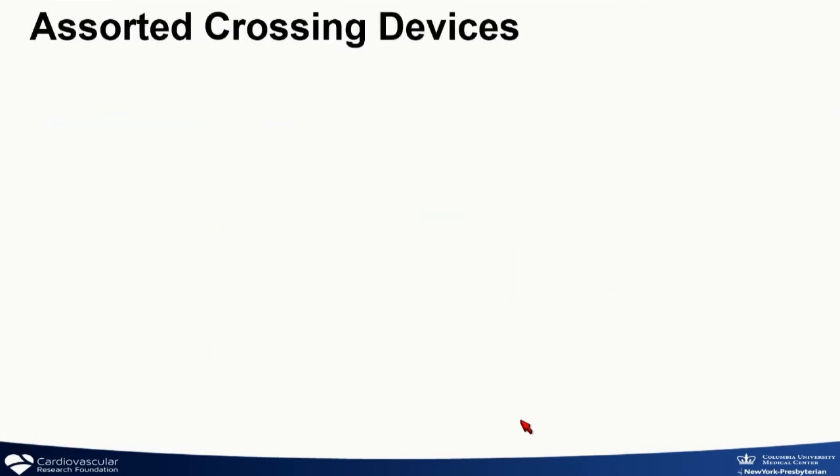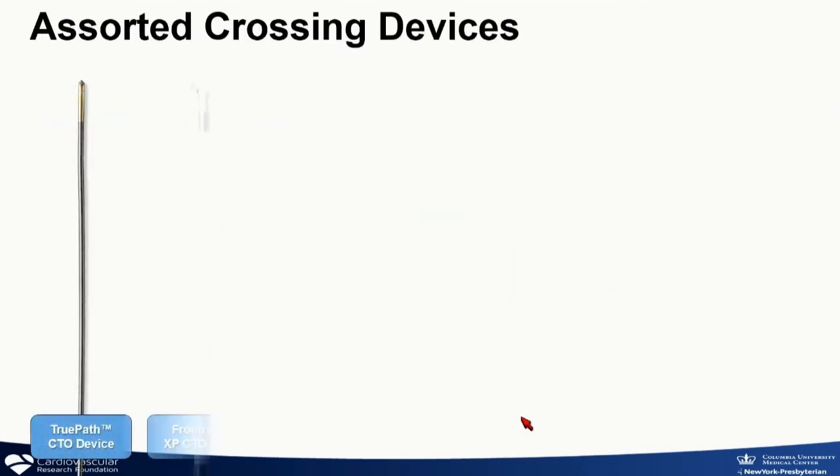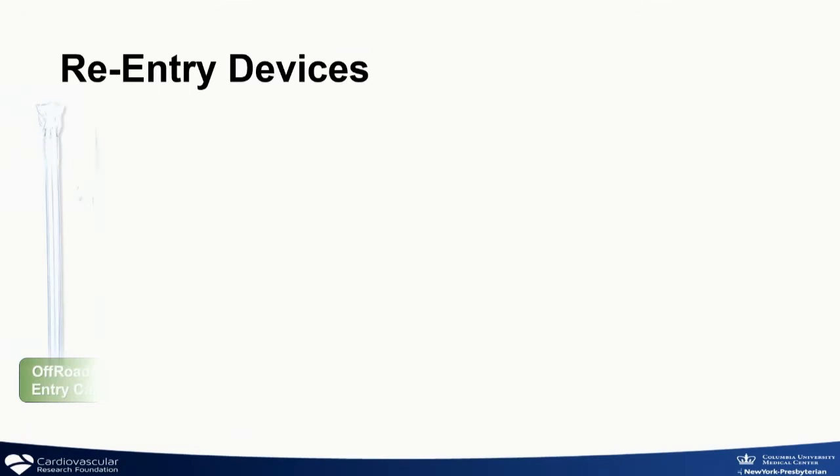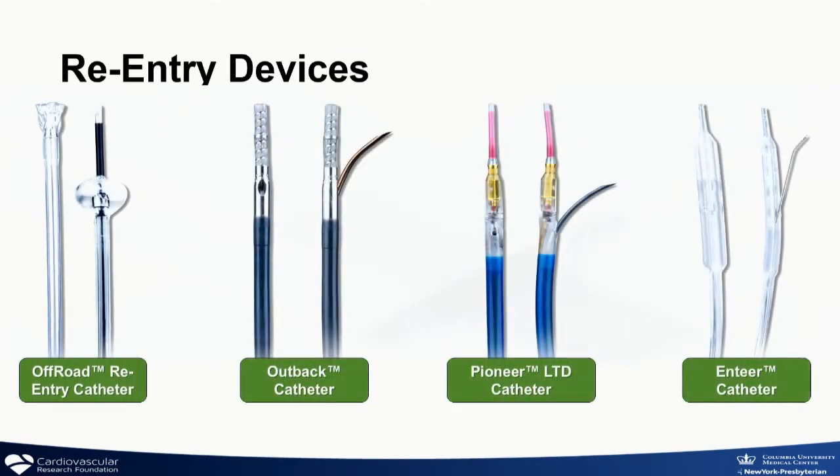And let me, instead of reiterating what Nick already talked about, make a few points. You've seen a sampling of the crossing devices, and I'll focus on the reentry devices as I was tasked. When I look at these devices, I really think about them in terms of what is their applicability with respect to how big the subintimal plane is. When you use an 0.035 wire strategy, you tend to make a larger subintimal dissection channel.